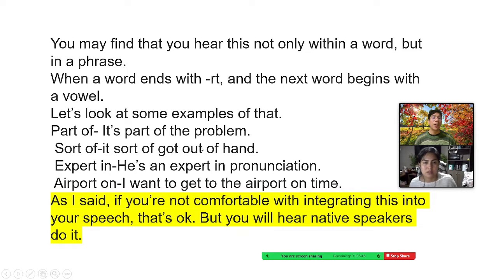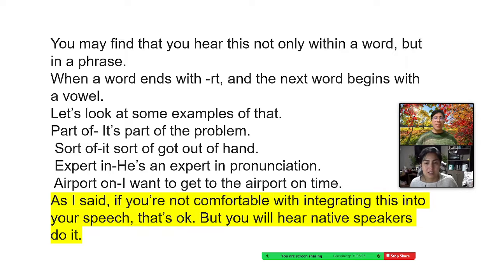Got out of hand. Got out of hand. Practice. It's difficult because in Spanish we don't have that movement in our mouth. It's difficult to pronounce sometimes. So we need to practice and practice more and more. The more we practice, the better we speak.